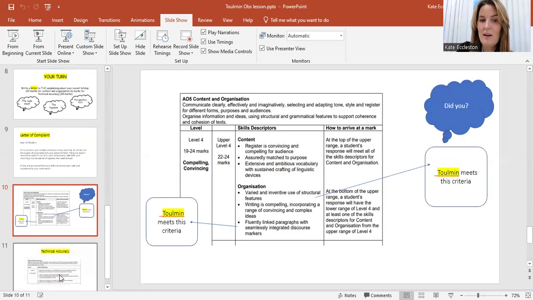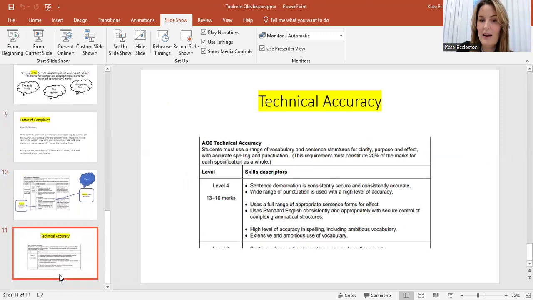Okay, so just to recap, it meets the highest criteria, and it meets the highest criteria for technical accuracy also. So what you have to do is add in ambitious vocabulary to make sure that you hit the highest marks. So that was quick revision for Toulmin.